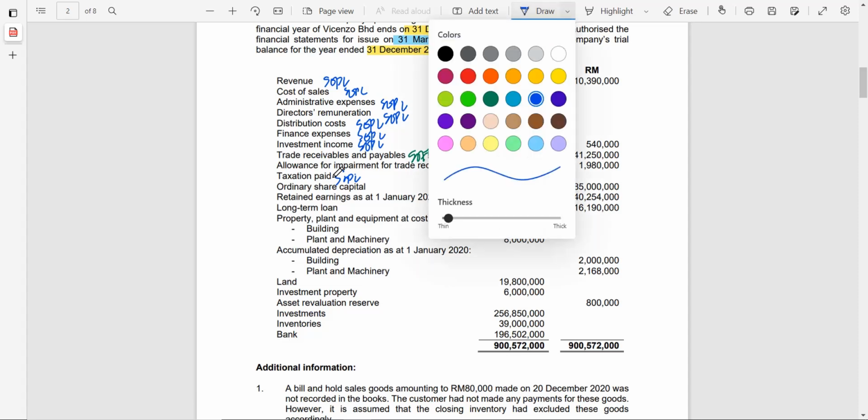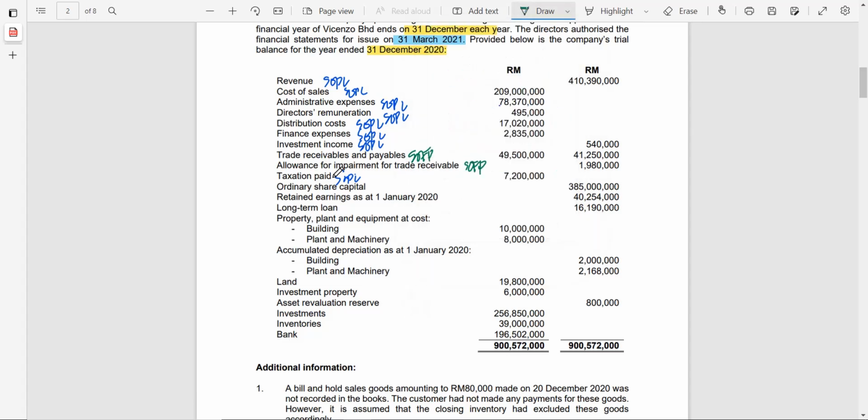For the share capital, that is an item in the statement of changes in equity, and later will be put in the statement of financial position. Same goes for retained earnings. These are items in the statement of changes in equity. Long-term loan is an item in the statement of financial position. Be careful with the interest if there is any. The property, plant and equipment items here are the ones in the statement of financial position.